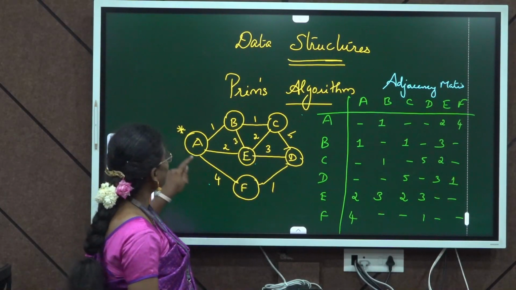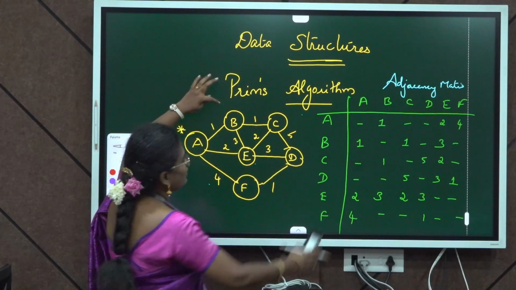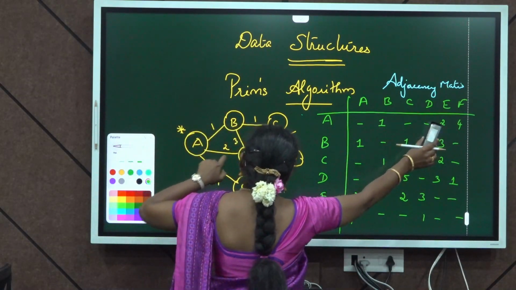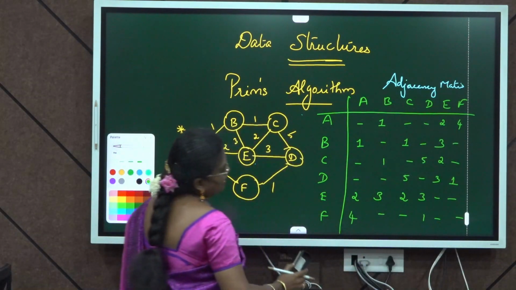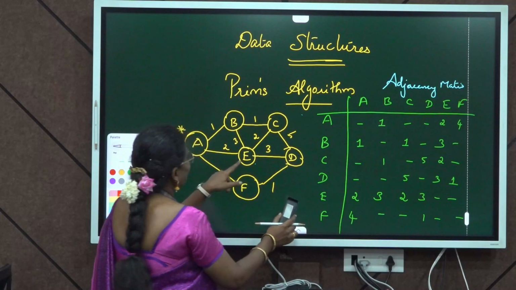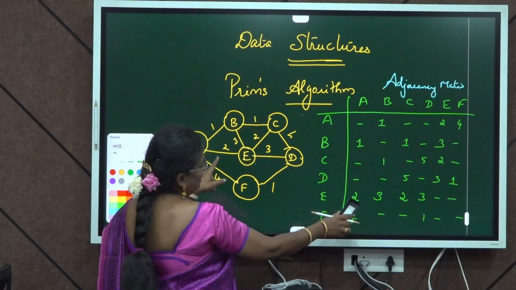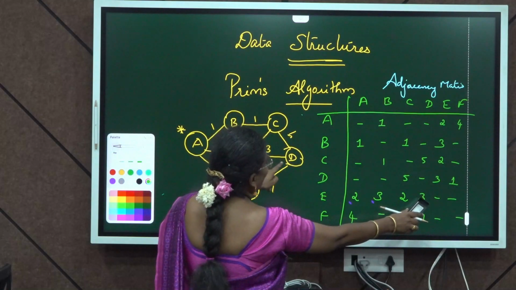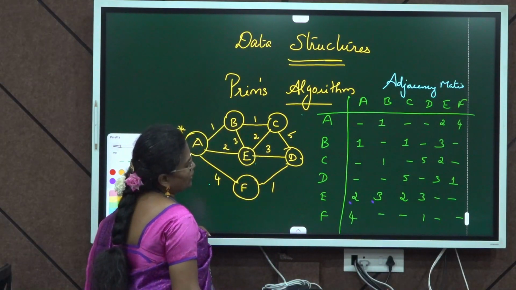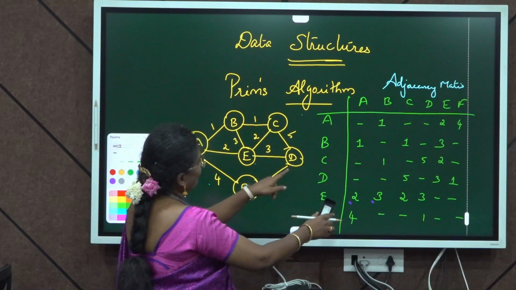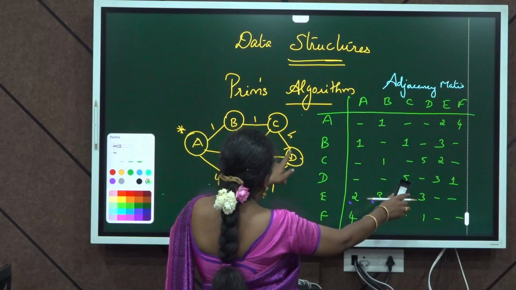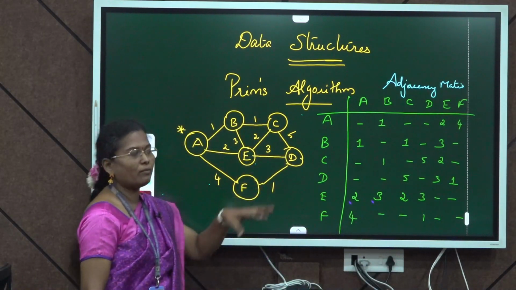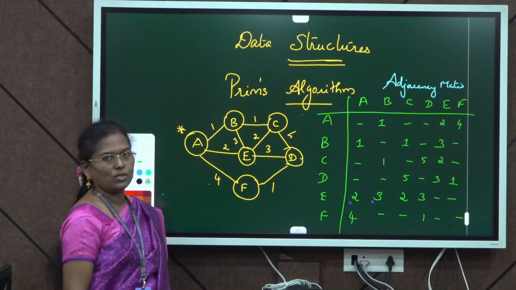So, once again I will repeat: from A we have reached B with cost 1, to E it is 2, to F it is 4. The same way let us take E: from E to reach A it takes cost 2, to B it is 3, C it is 2, and D it is 3. The same way when I am taking D, from D to C it is 5, F it is 1, E it is 3. So, likewise we have constructed the adjacency matrix.